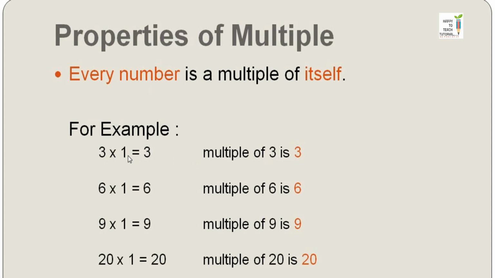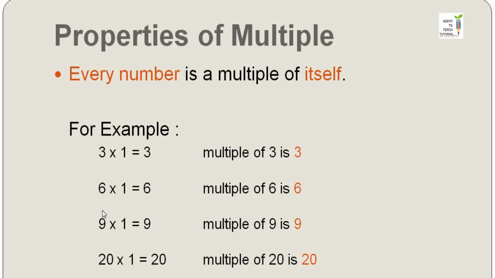And a multiple of 3 is 1 also. Same way, 6 by 1 is equal to 6. So a multiple of 6 is 6 and a multiple of 6 is 1 also. Same way, a multiple of 9 is 9 and a multiple of 9 is 1 also. Same way, a multiple of 20 is 20 and a multiple of 20 is 1.